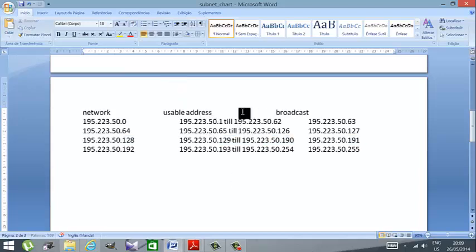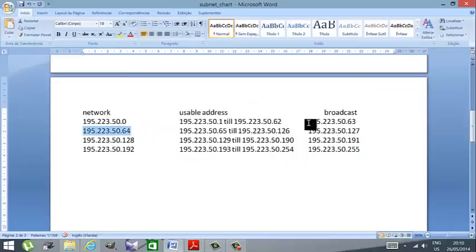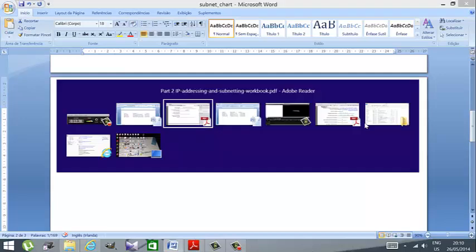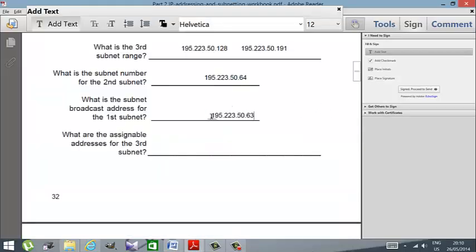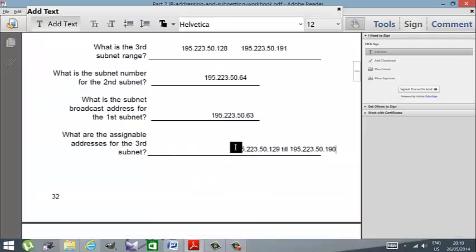Let's organize this. For the second subnet, this is the subnet ID, the subnet number. What's the subnet number for the second subnet? The ID of the subnet. What's the subnet broadcast address for the first subnet? The broadcast address for the first one, here you go. What are the assignable addresses for the third subnet? For the third subnet, the assignable addresses are right here in the middle. And here we go.